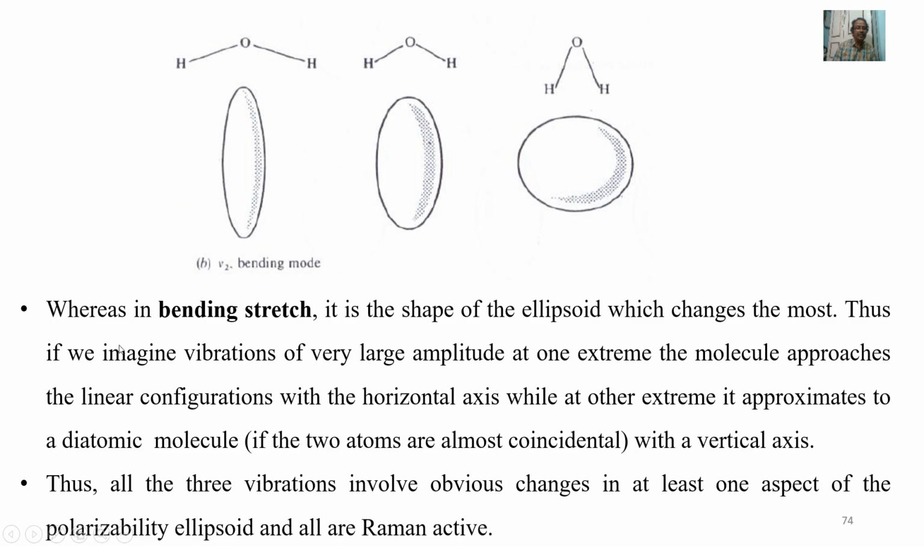Thus, if we imagine vibrations of very large amplitude, at one extreme the molecule approaches the linear configuration with the horizontal axis, while at the other extreme it approximates to a diatomic molecule if the atoms are almost coincident with the vertical axis. Thus, all the three vibrations involve obvious changes in at least one aspect of the polarizability ellipsoid, and all are Raman active.